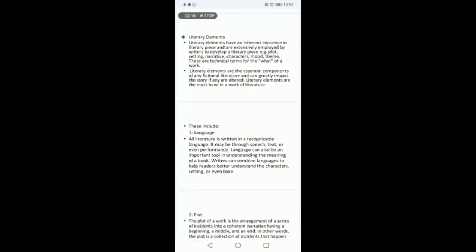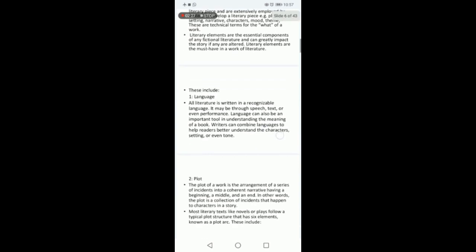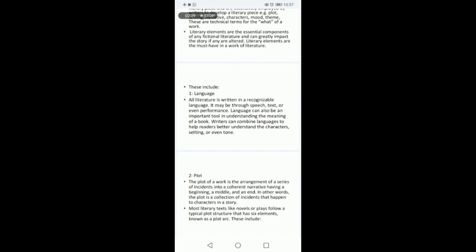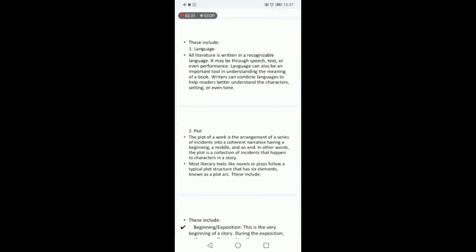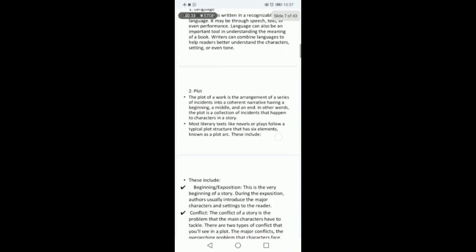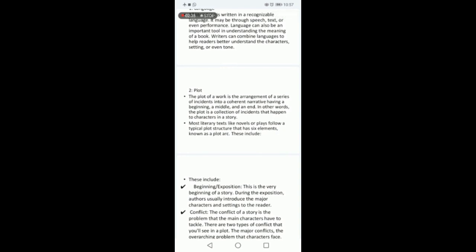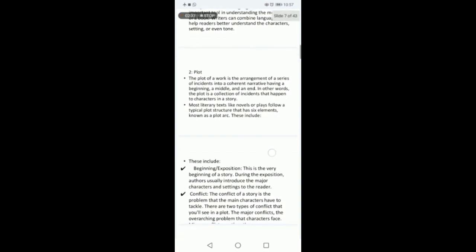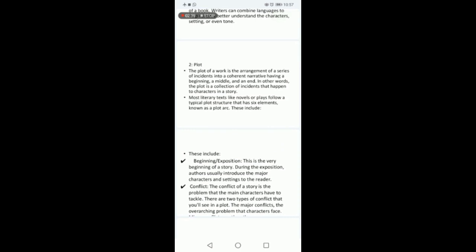For example, the language. Any writer uses language to write. Any text can be written in English or in any of the languages, Igbo, Swahili, French, or whatever. So it makes it one of the basic tools or aspects of writing. We also have plot. Every write-up has a storyline.